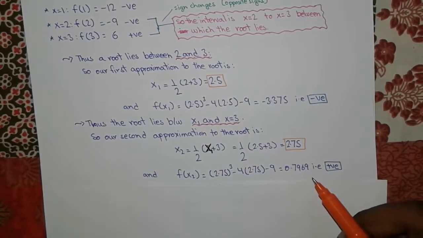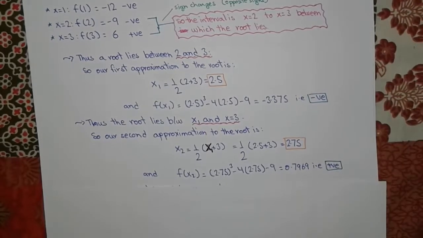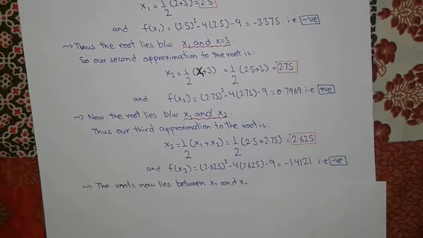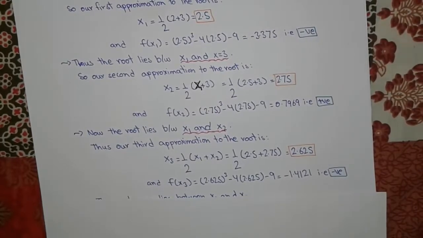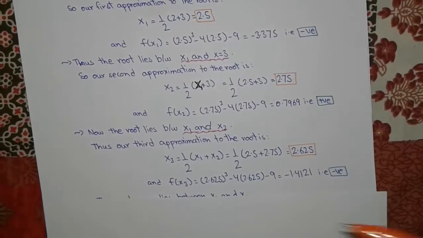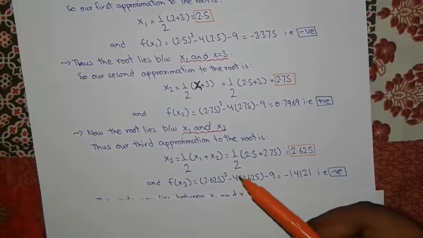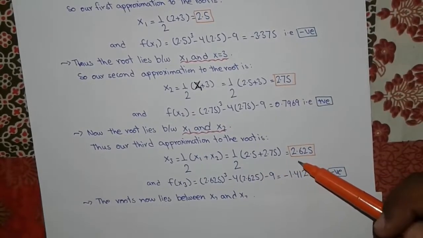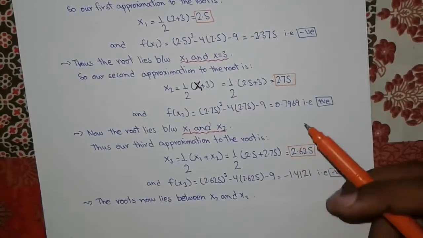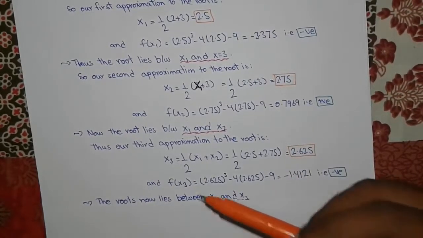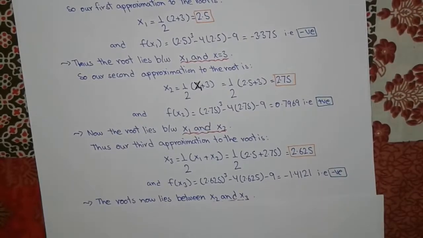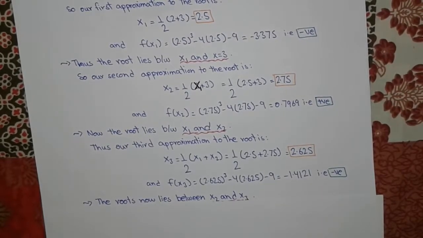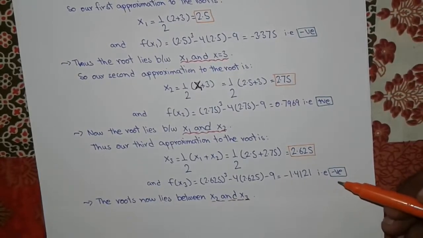Now that is positive. So the root must lie between x equals 2.5 and x2. So our third approximation to the root is x3 equals half of x1 plus x2, equals half of 2.5 plus 2.75, that is 2.625. Now we will again check the value of f of x3 by putting the value of x3 into the equation, and we found that f of x3 is coming minus 1.4121, that is negative.